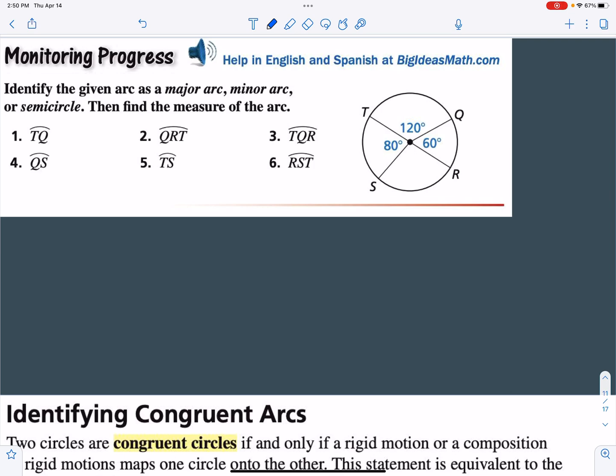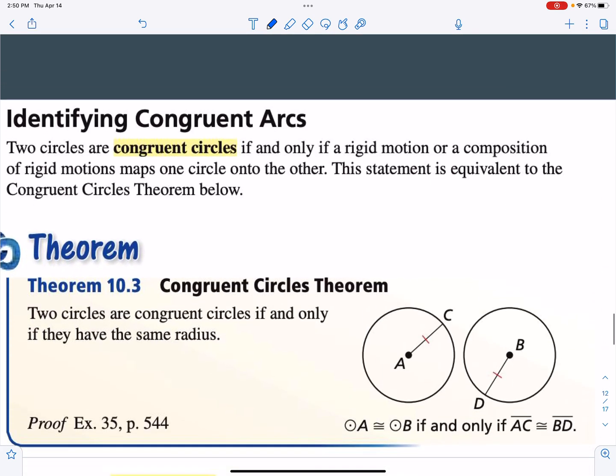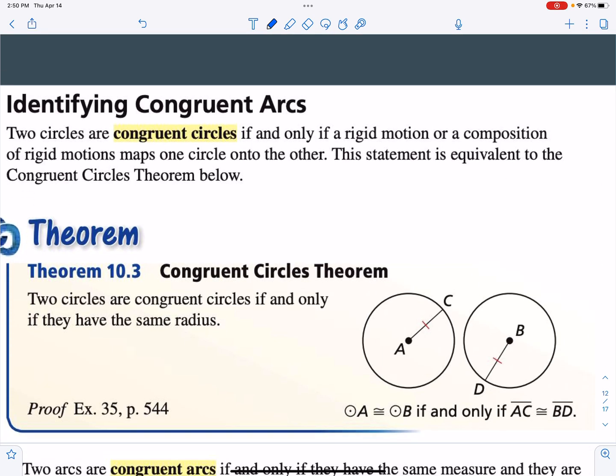Okay, so the last piece today is identifying congruent arcs. So first of all, in order for you to have congruent arcs in 2 separate circles, you have to know that the circles themselves are congruent first. Okay, so this theorem here is talking about congruent circles, and it's saying the only way for 2 circles to be congruent is if the 2 radii that create them are congruent.